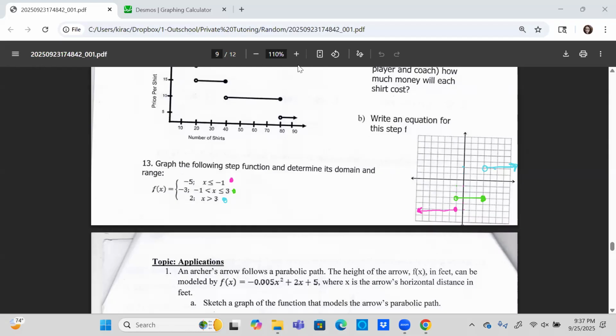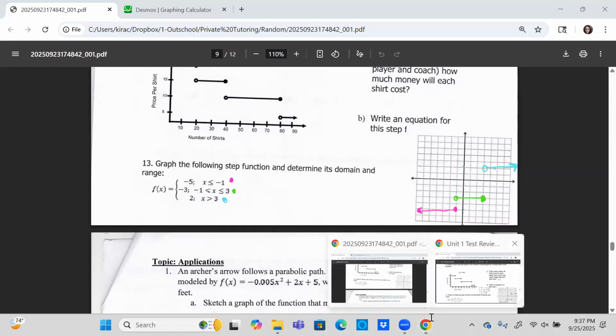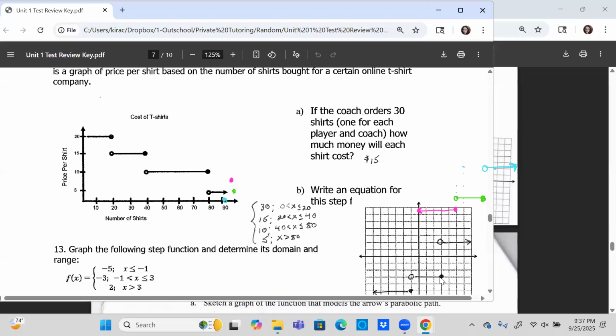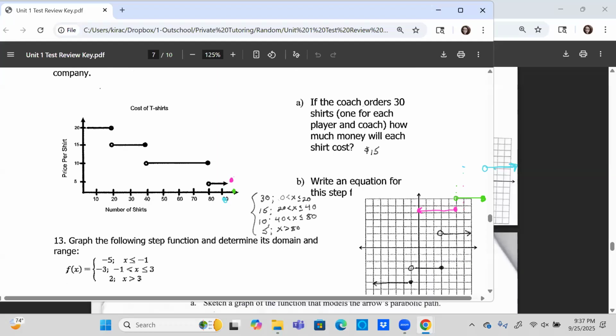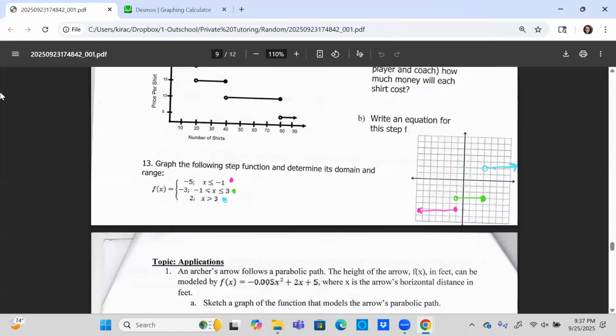Again, you could do that on Desmos. It won't show you the open dots, which is a little annoying, but you could do it. I think mine looked fine. Oh, domain and range. Sorry.